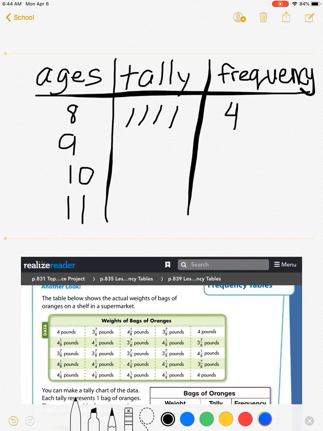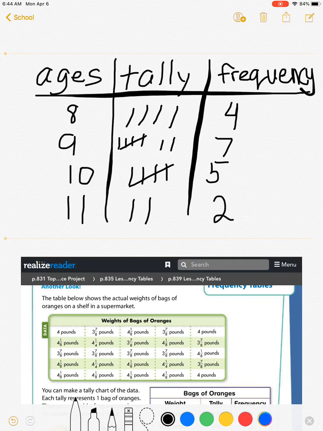For age 9, that's going to be a more common age. That was 7 people. For ages 10, it would be 5 people, so 5 tally marks. And for age 11, that was less frequent, meaning that's not as much. Let's say that was 2 people. So there's our frequency table.